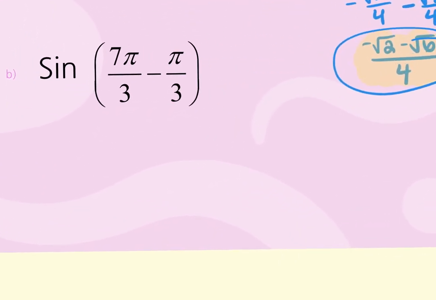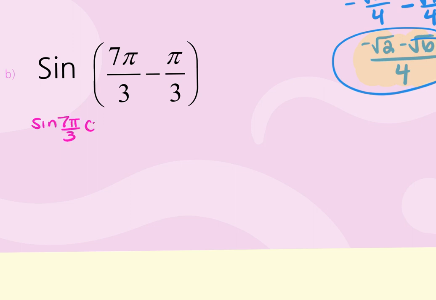B, sine of 7 pi over 3 minus pi over 3. So what's my pattern for sine? Sine, cosine, cosine, sine. Say it. Sine, cosine, cosine, sine. And for sine, do you match the positive or negative, or do you change it? You match it. So this is sine of 7 pi over 3 times cosine of pi over 3 minus cosine of 7 pi over 3 times sine of pi over 3.